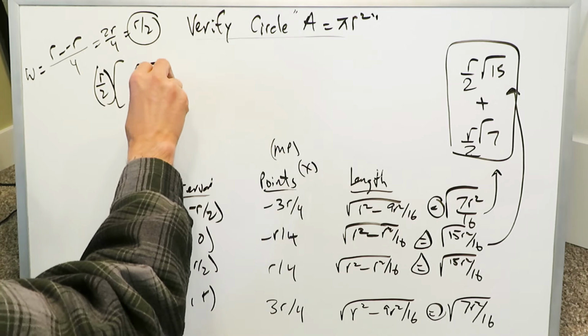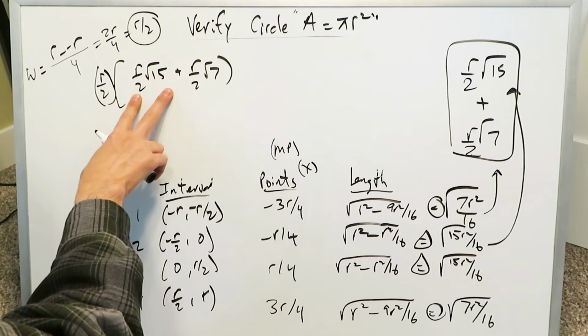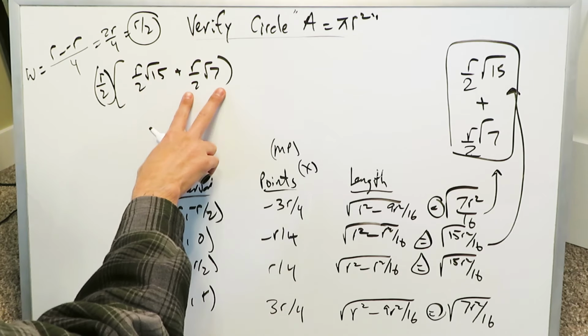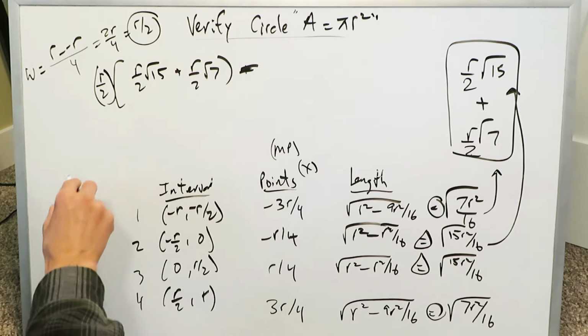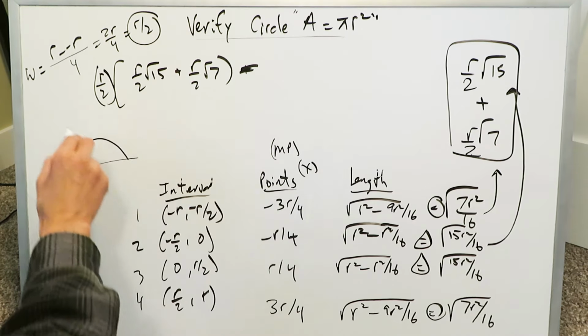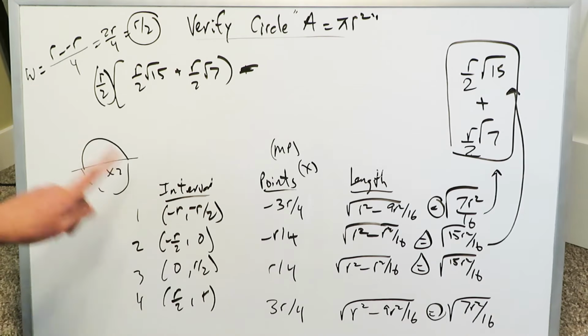R over 2 root 15 plus r over 2 root 7. This represents 2 of the long rectangles added together. This represents 2 of the short rectangles added together, their lengths. Do the computation. And remember, we were looking at the very beginning at a semicircle. We have to do at the end multiply by 2 to get the lower part. Remember that? We have to capture the lower part.